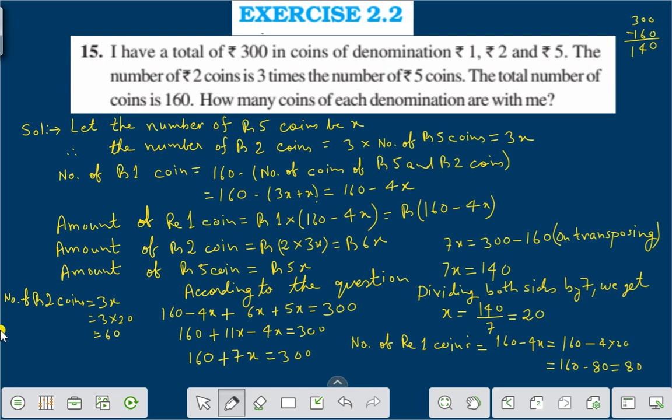Now the number of rupees 5 coins is x, and that is 20, right? Therefore we get the number of rupee 1 coins is 80, the number of rupees 2 coins is 60, and the number of rupee 5 coins is 20.